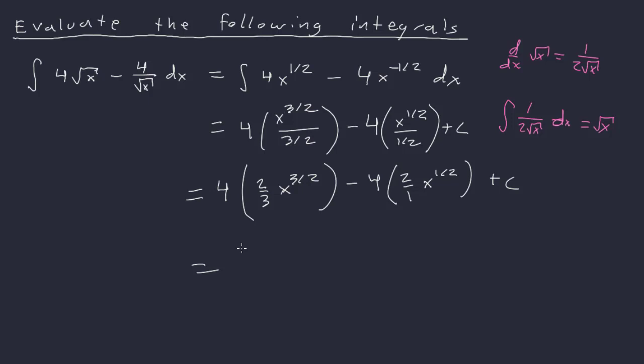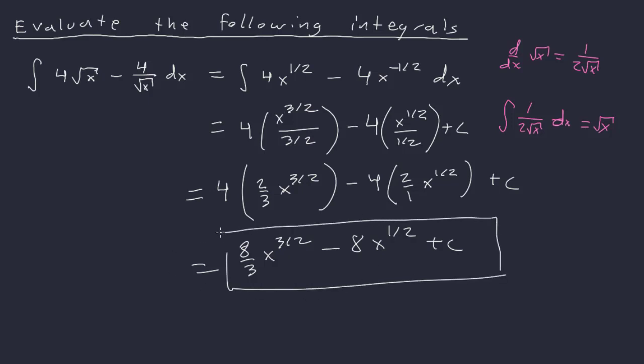Okay? So we're going to get 8/3 x to the 3/2 minus 8 x to the 1/2. And I would just leave it like this. Okay? Or you could change that to x under the square root if you want. But I would just leave it like that.